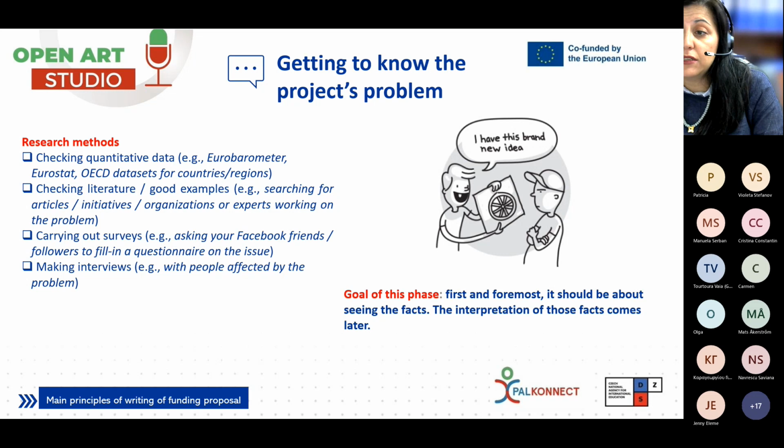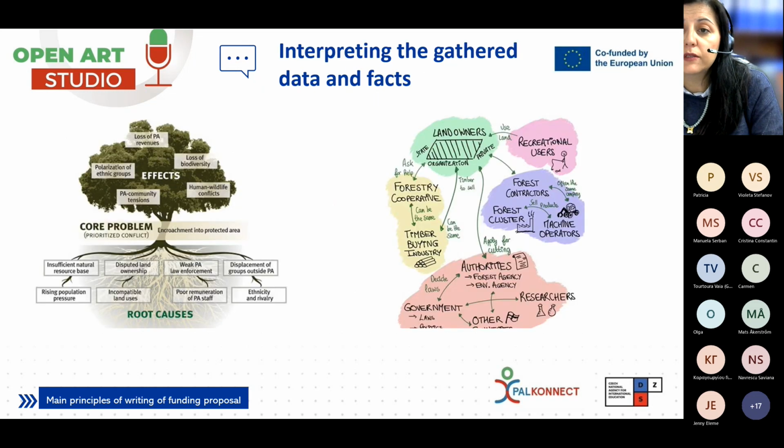Note that it may be too much to do all the above, but remember, we do not want to demotivate you. So you need to use at least one of the tools in order to be able to define the problem and the actual problem. And then going to interpreting the collected data and the facts.